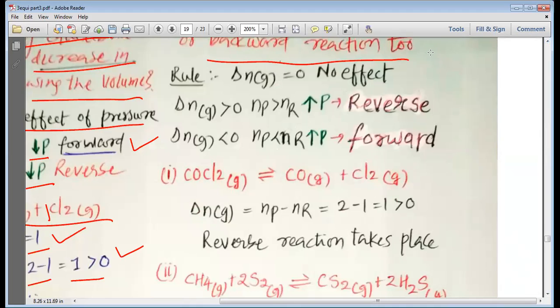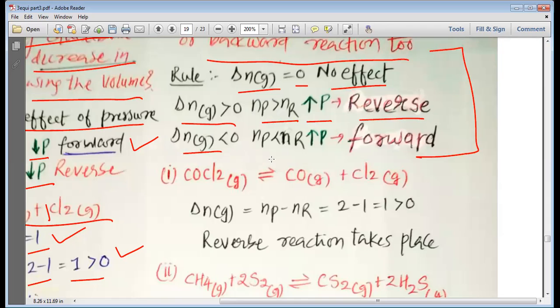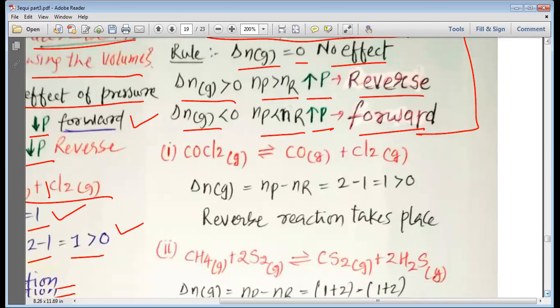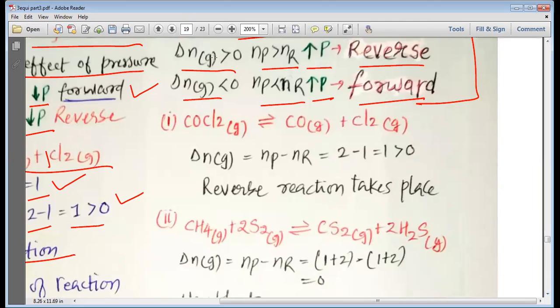Let us understand the rule. Whatever we have studied, it is the conclusion of that. If we have delta N gas equal to 0, there is no effect of pressure. If we have delta N gas greater than 0, and NP is greater than NR, then increase in pressure will cause the reverse reaction. And if we have delta N gas less than 0, so we know that NP is less than NR, and increase in pressure will cause the forward reaction. It's a simple rule. So if delta N gas is greater than 0, increase in pressure will cause the reverse reaction. If delta N gas is less than 0, increase in pressure will cause the forward reaction.